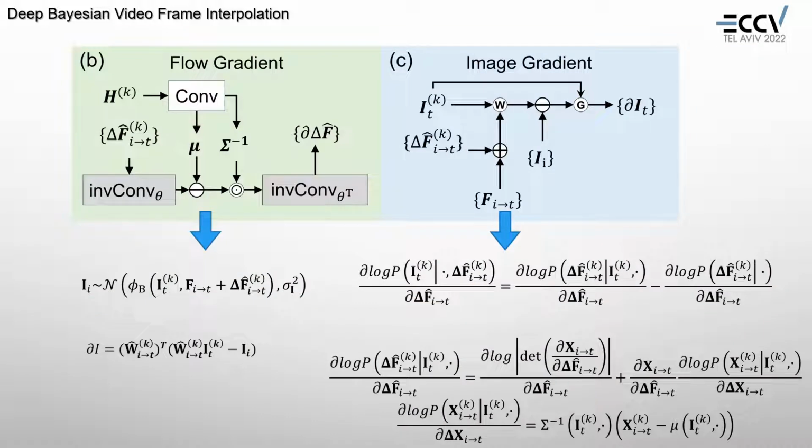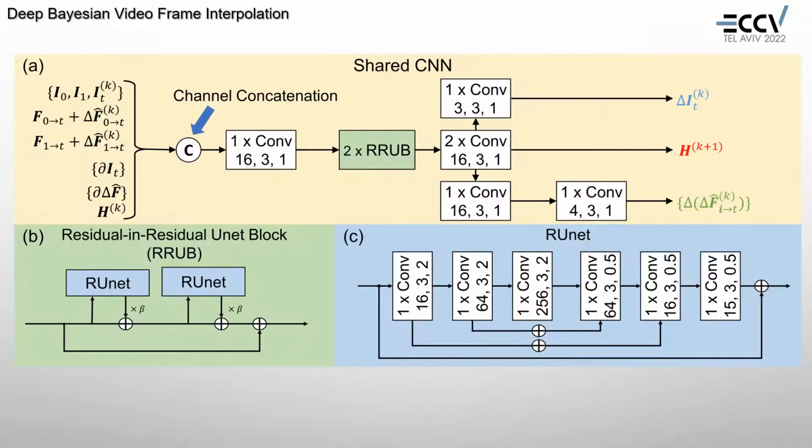Each iteration requires evaluating specific log likelihood gradients. We show that gradients corresponding to the incremental image have explicit and interpretable representations under simple distributions, resembling warped reconstruction errors with current flow estimations. For the flow log likelihood gradients, we propose an implicit representation via deep parameterization to make them tractable and computationally efficient. After being calculated, image and flow gradients are concatenated with other conditional inputs and fed into the shared CNN, where two residual and residual U-net blocks, RRUB, are adopted.